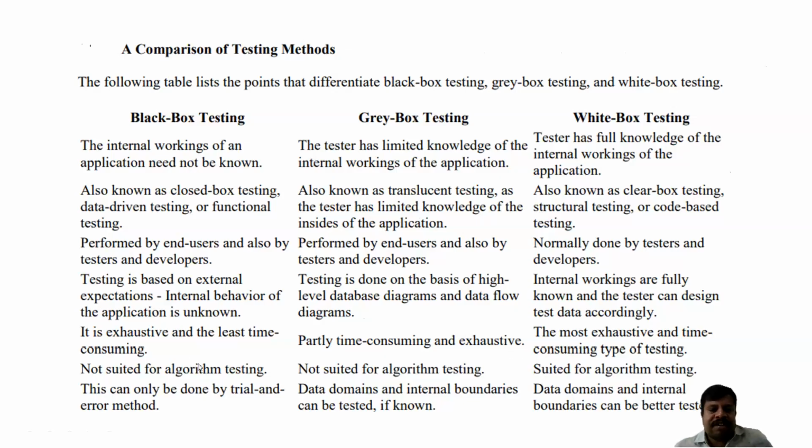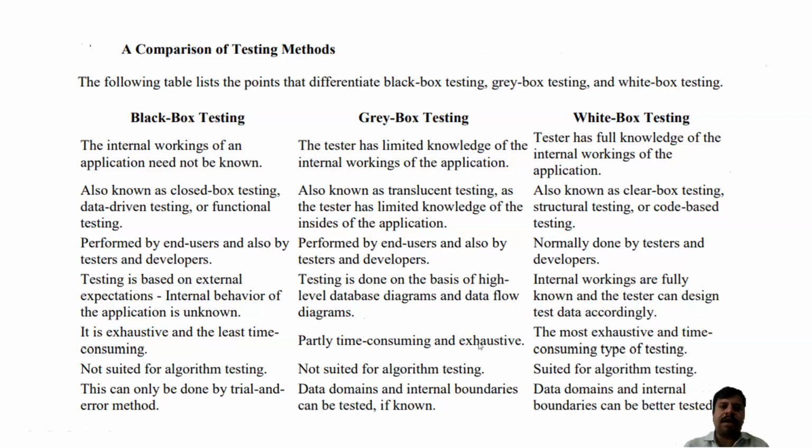So, one more thing is whenever you want to test algorithms, you should not go for the black box testing or gray box testing. Only white box testing is suited for the algorithmic testing. Black box testing, obviously, it is a trial and error method. Okay, and gray box testing is data domains and internal boundaries can be tested if known. In the white box testing, the last point is data domains and internal boundaries can be better tested.